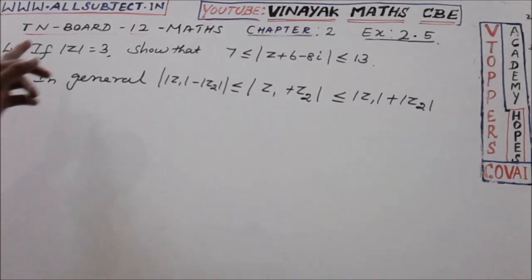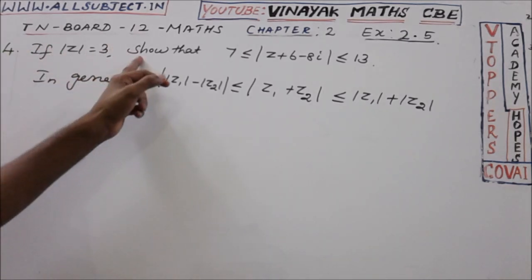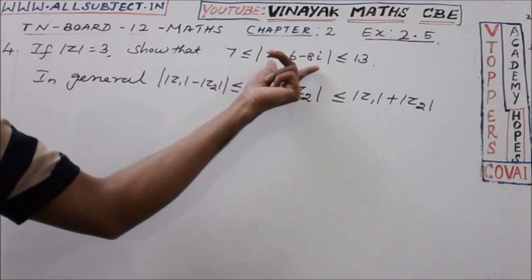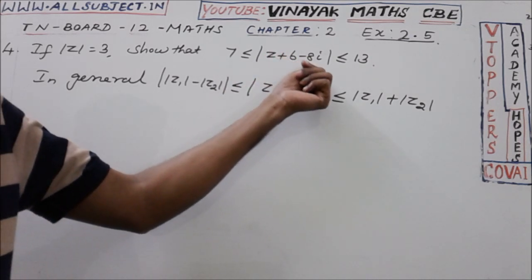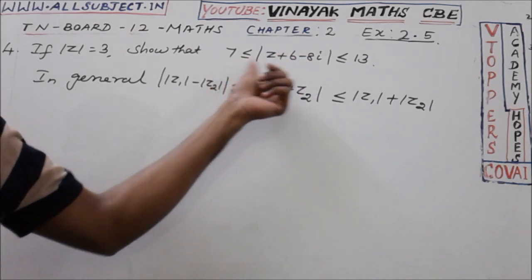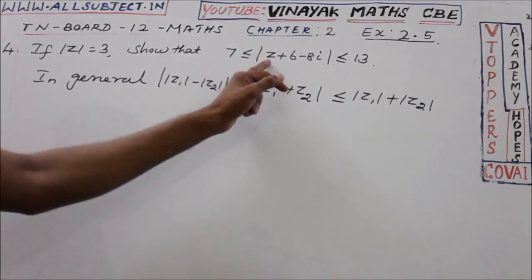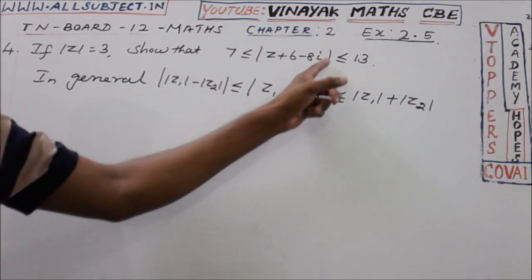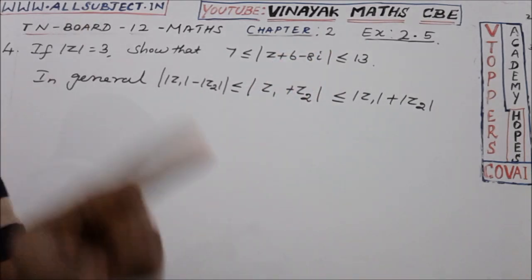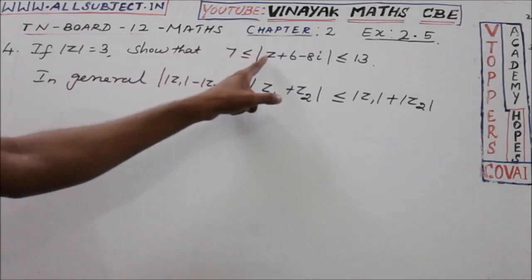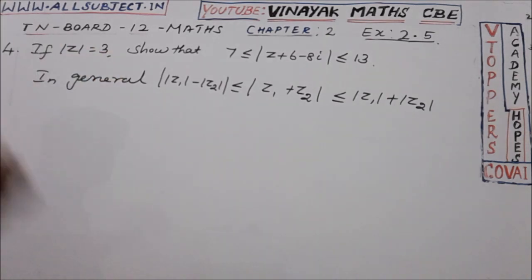Question number 4. Modulus of z equal to 3. Show that modulus of z plus 6 minus 8i is greater than or equal to 7 and less than or equal to 13. Here z1 is a complex number, then 6 minus 8i is another complex number. The modulus of z is given as 3.